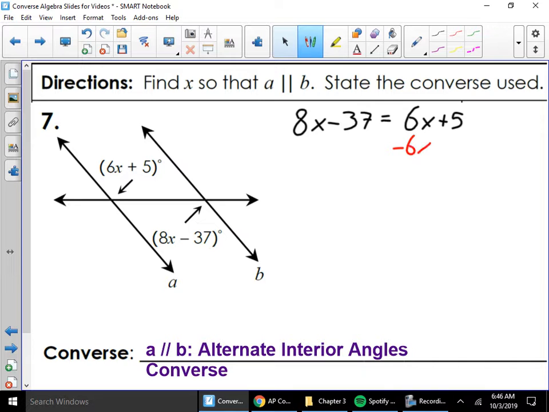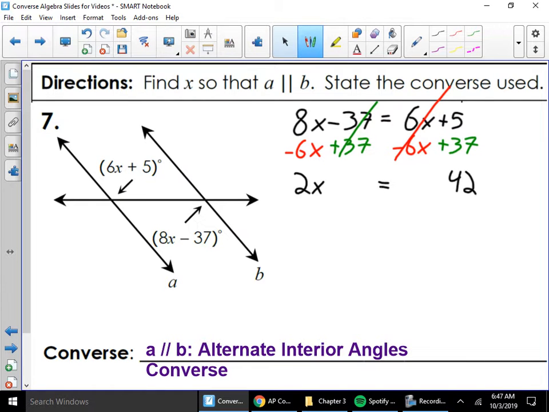So we can subtract 6x from both sides, and that will move all of my variables to the left. If I do that, then I should add 37 to both sides, moving all of my constants to the right. So we'll have an 8x take away 6x, which is 2x. And on the right side, the 37. Pardon. 5 plus 37 is 42.